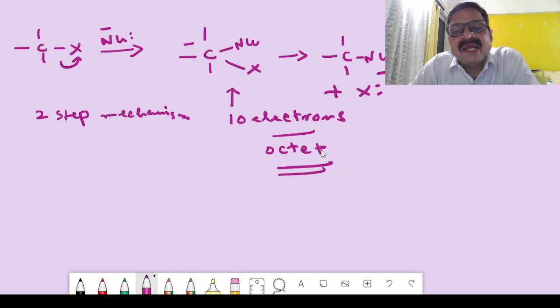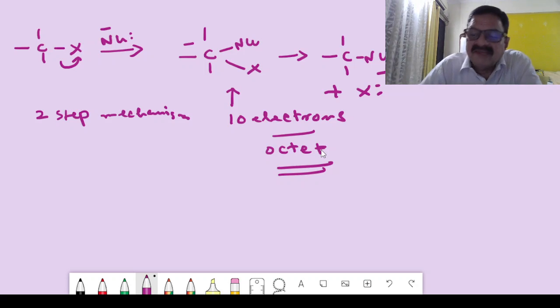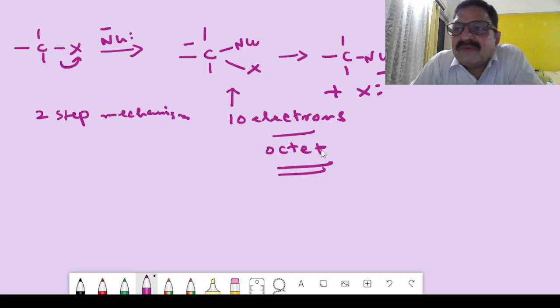Therefore, this mechanism will not sustain. Okay, this is not practical. Therefore, this can be disregarded. We should not consider this third mechanism here. Therefore, the point we are going to make is that in a nucleophilic substitution reaction, there can be two mechanisms only.